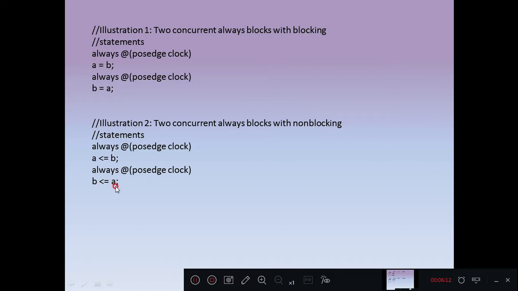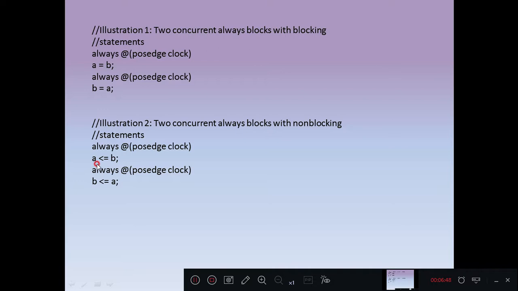B is scheduled to get the value of A and A is scheduled to get the value of B. Here, even though the write operation B <= A occurs first, the older value of B is scheduled to be assigned to A. Because of that, the A and B exchange will occur without requiring any intermediate temporary variables, as we have seen earlier. So with non-blocking assignment, you can exchange the values of A and B without any data loss.